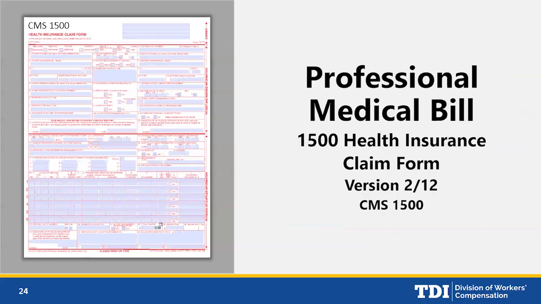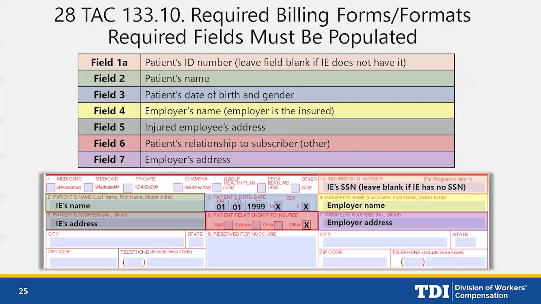This image is of the CMS-1500 HCFA version 02/12, which is the correct version that a healthcare provider is required to use per Rule 133.10. It's used for professional billing and ambulatory surgical center or ASC billing. Required billing forms and formats.